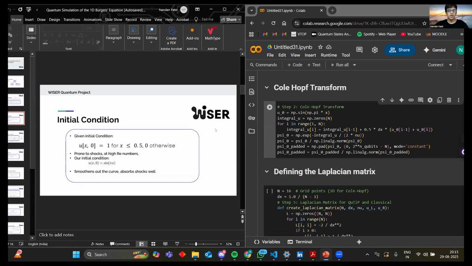We had been given an initial condition as a step function with a step at x equal to 0.5 and a domain ranging from x equal to 0 to 1. Now, this is prone to instability and shocks, especially at high Reynolds number regimes. So, therefore, we change the initial condition, keeping the domain the same, but including a sine curve, which smoothens out the entire curve, makes it differentiable, and gives it the ability to absorb shock well.